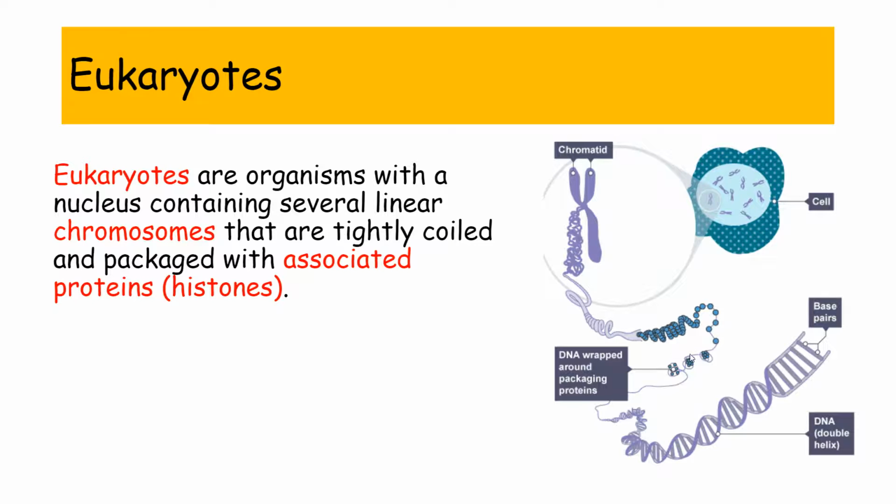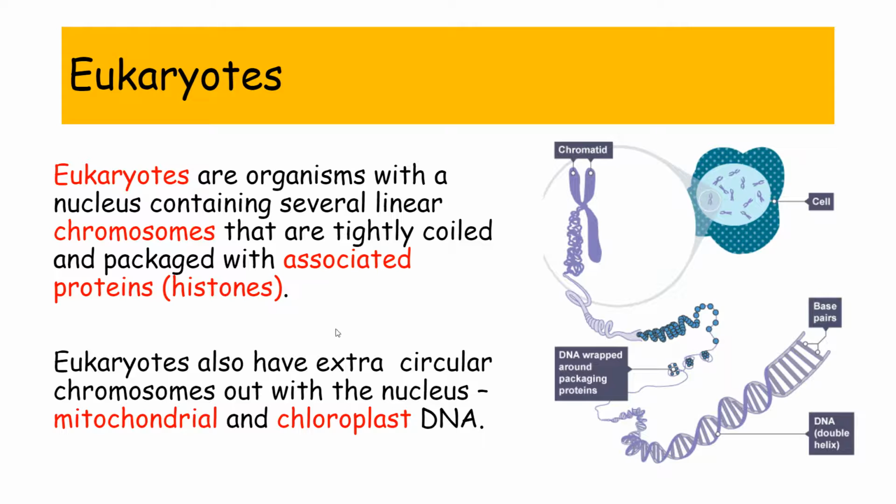Now, that is quite a common question in exams, asking about how DNA is organized in a eukaryotic cell or a prokaryotic cell. If it asks about a eukaryote, you would need to mention these proteins, okay? So you can either say associated proteins or histones is also acceptable, okay? So those are the two main differences between your eukaryotes and your prokaryotes.